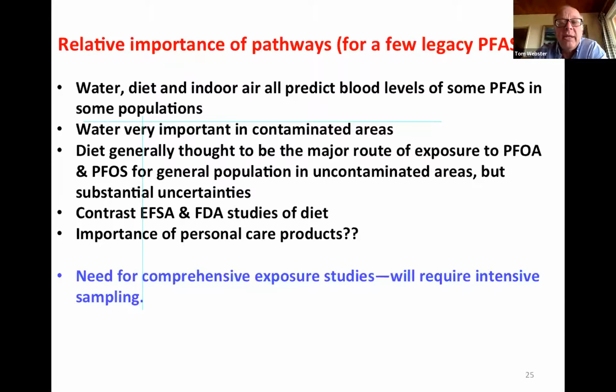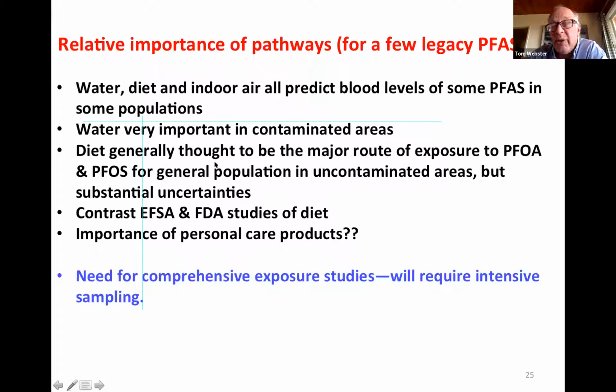Okay, so how can we sort of summarize that? Well, I think we have empirical data, from the sort of epidemiologic approach, that water, diet, and indoor air all predict blood levels of some PFAS in some populations. And it's going to vary by population and person within the population. That water is very important in contaminated areas, and there's some reason to think, based on old data, that it accounts for something like 10 to 20% in general populations. That's actually important when you set water quality standards, that you need to have some factor to account for how much exposure is coming from other stuff, as I think Tom mentioned earlier.